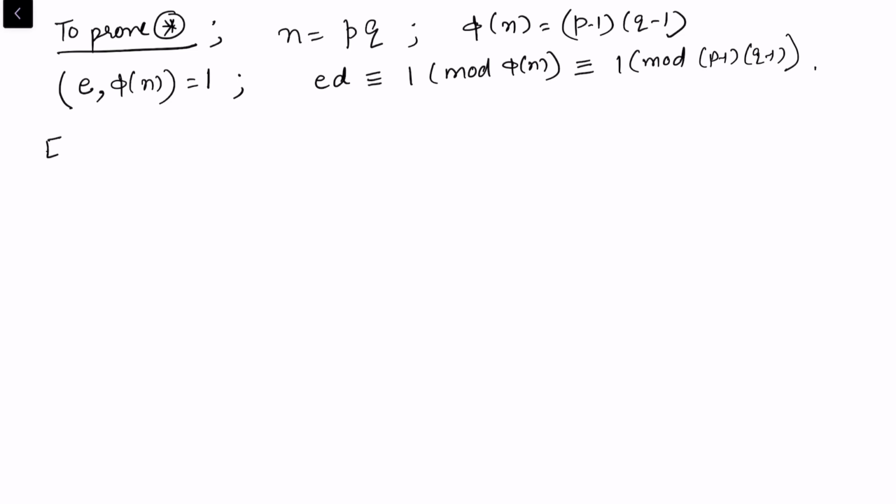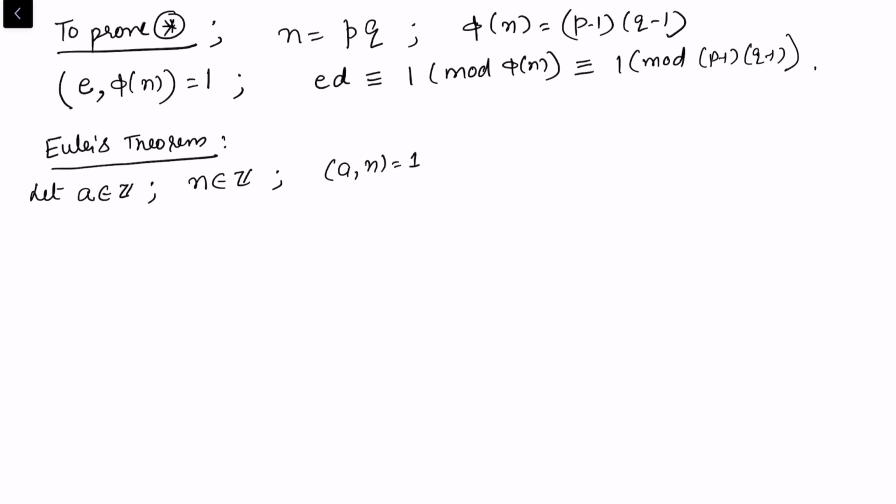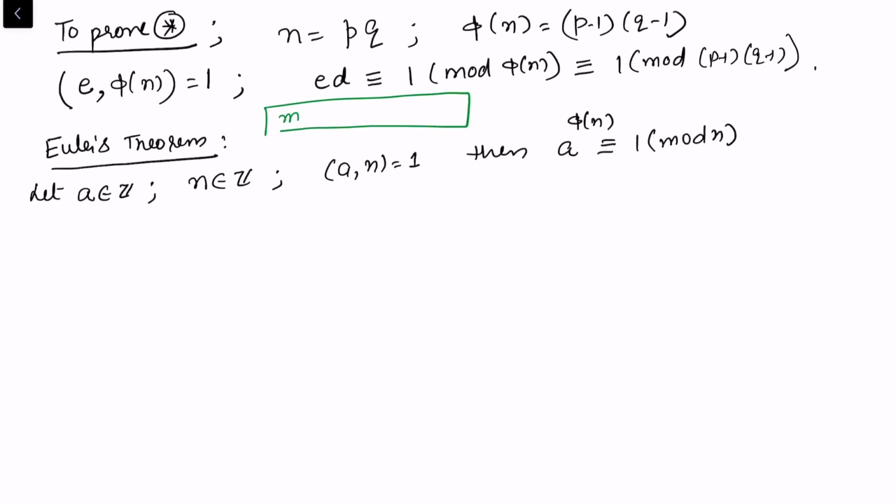Now here I am going to recall Euler's theorem. This is the generalization of Fermat's theorem. Euler's theorem says that if you choose an integer a, and another integer n, such that the GCD of a and n is equal to 1, then a raised to the power phi n is congruent to 1 mod n. We have proved this in my other video. So now, using Euler's theorem, we want to prove that m raised to the power ed is congruent to m mod n. This we want to prove.